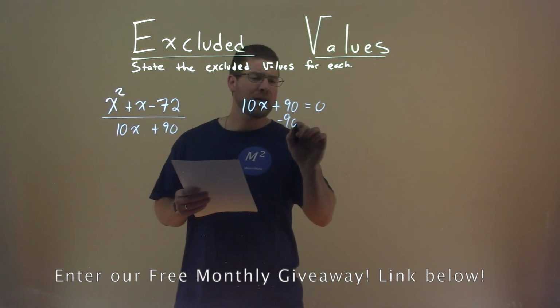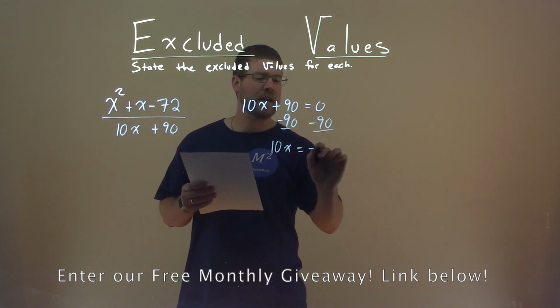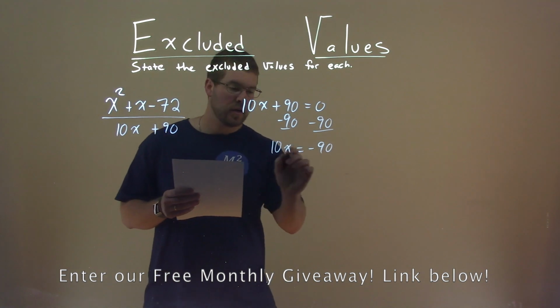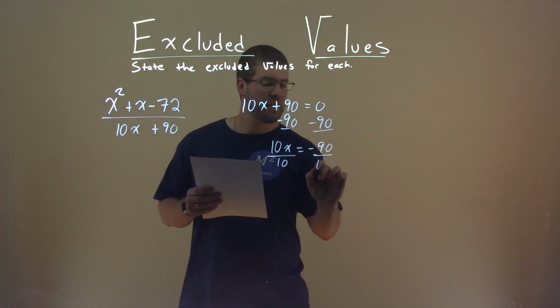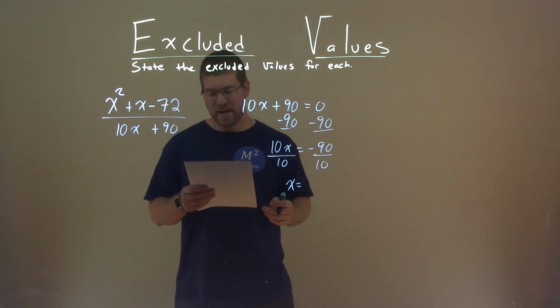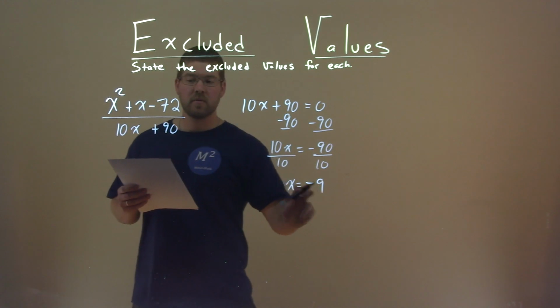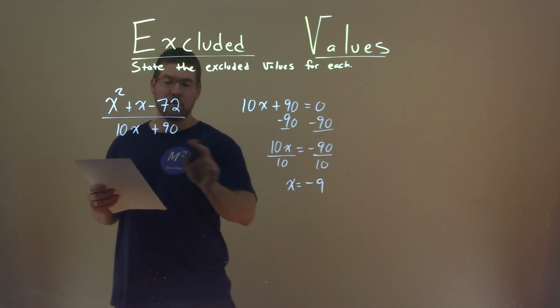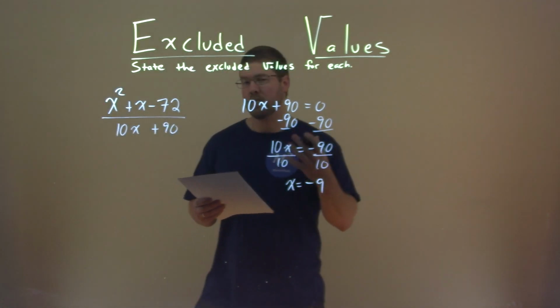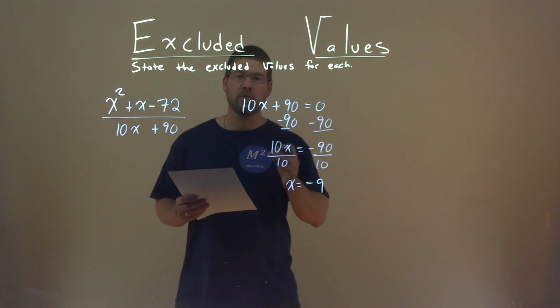Now we're going to find the x value that makes this happen. We subtract a 90 from both sides, and we have 10x equals negative 90. Divide now both sides by 10, fairly simple, and x equals negative 90 divided by 10, which is negative 9. So negative 9 is the x value we plug into the denominator where the denominator equals 0. So negative 9 is our excluded value.